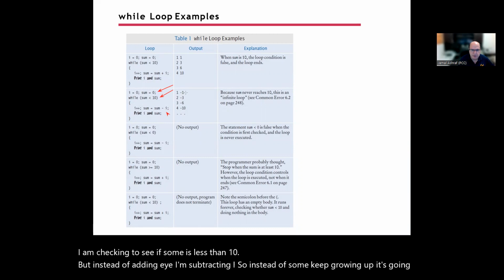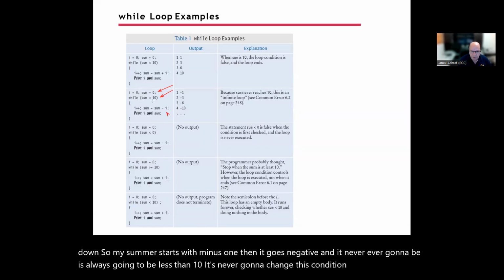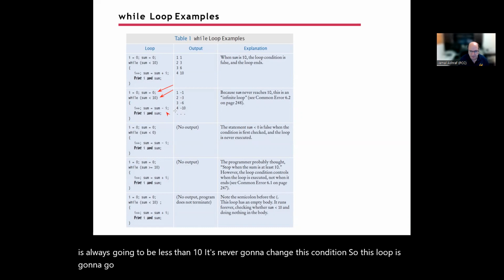So the sum starts with -1, then it goes negative, and it's always going to be less than 10. It's never going to change this condition. So this loop is going to go forever. These are the things that we have to be careful about, that inside of our block of code, this condition is going to change somewhere, somehow.